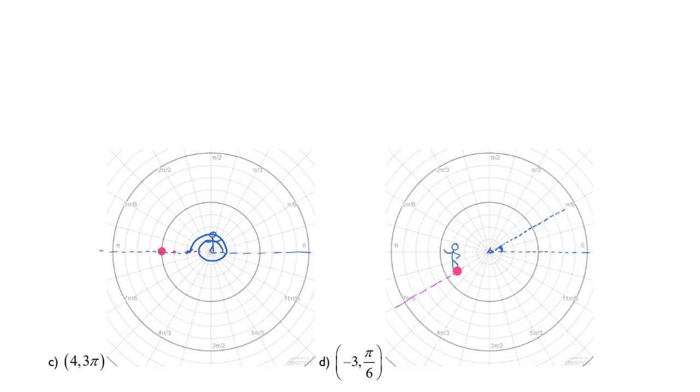And that pretty much does it. If you think about standing at the origin, rotating through an angle, and then either walking forward or backing up, you should be able to plot all these coordinate points very quickly.